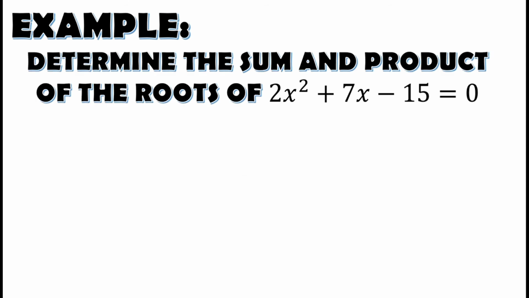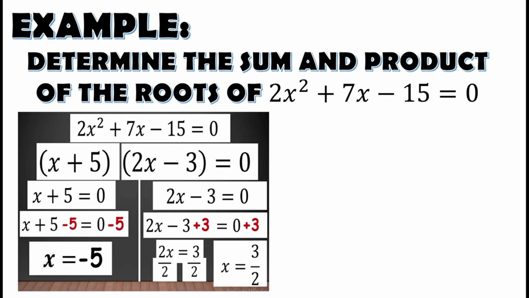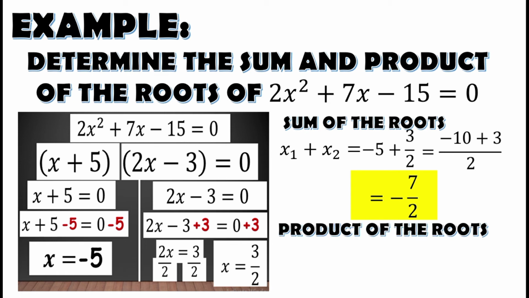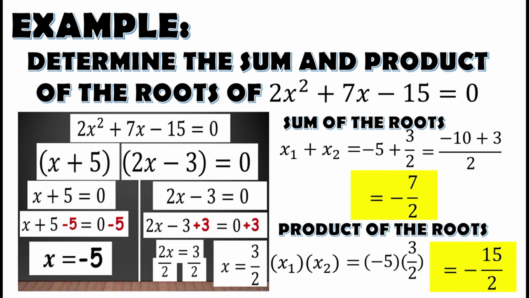Let's try to have the next example. Determine the sum and product of the roots of 2x squared plus 7x minus 15 equals 0. We determine the roots using factoring. So here, the sum of the roots would be negative 5 plus 3 halves. Combining our whole number and fraction, it will lead us to negative 10 plus 3 all over 2. So the simplified form is negative 7 halves. On the other hand, the product of the roots would be negative 5 times 3 halves. Following the rule in multiplying fractions, numerator times numerator, denominator times denominator, simplifying this, it is equal to negative 15 all over 2.